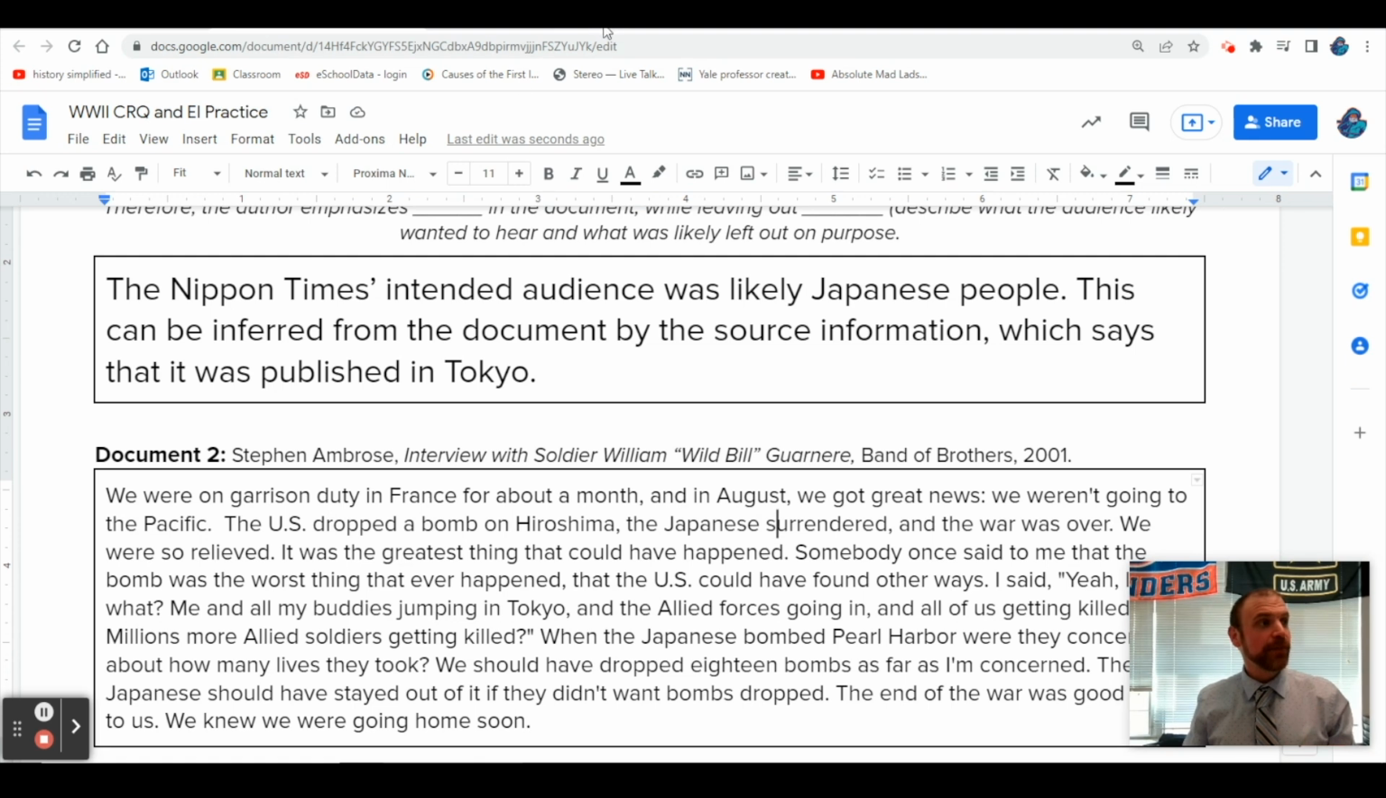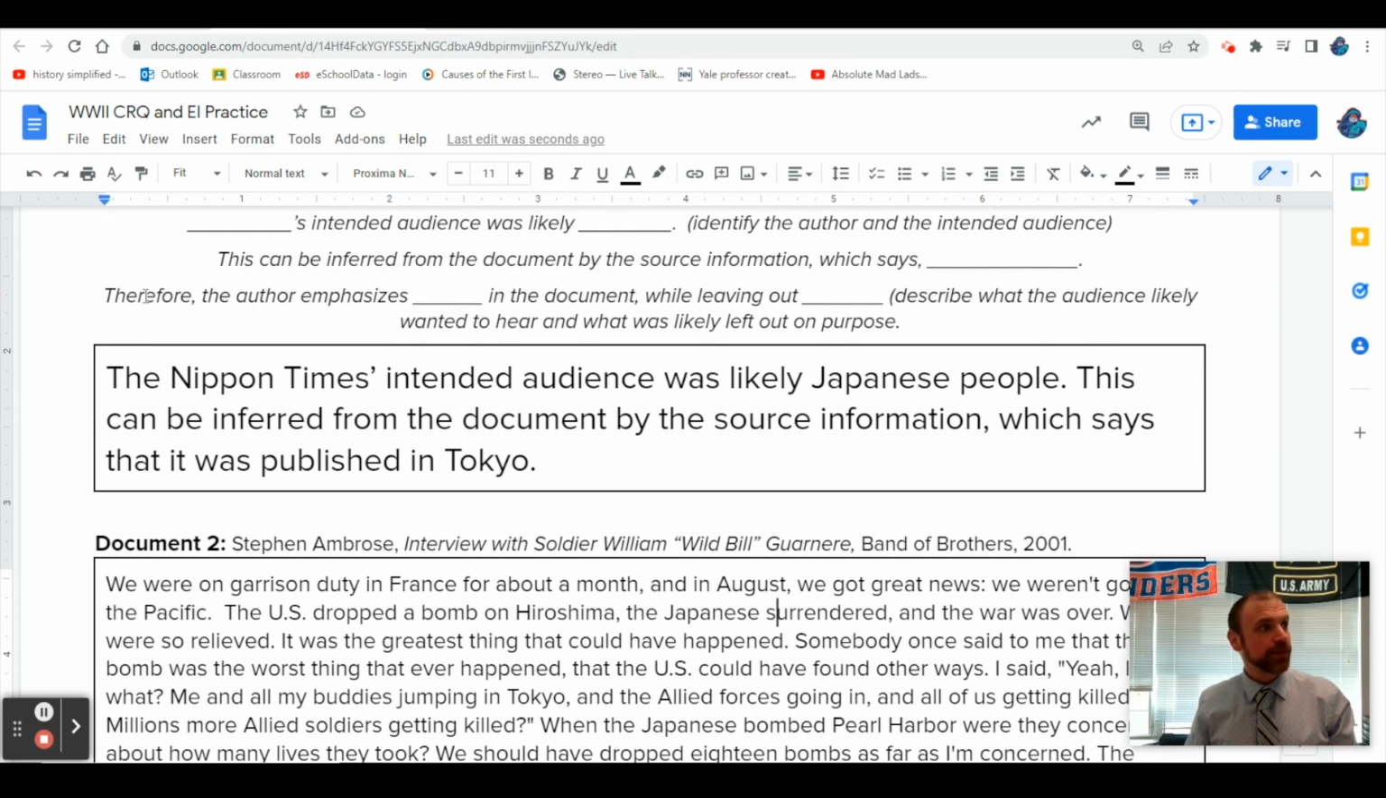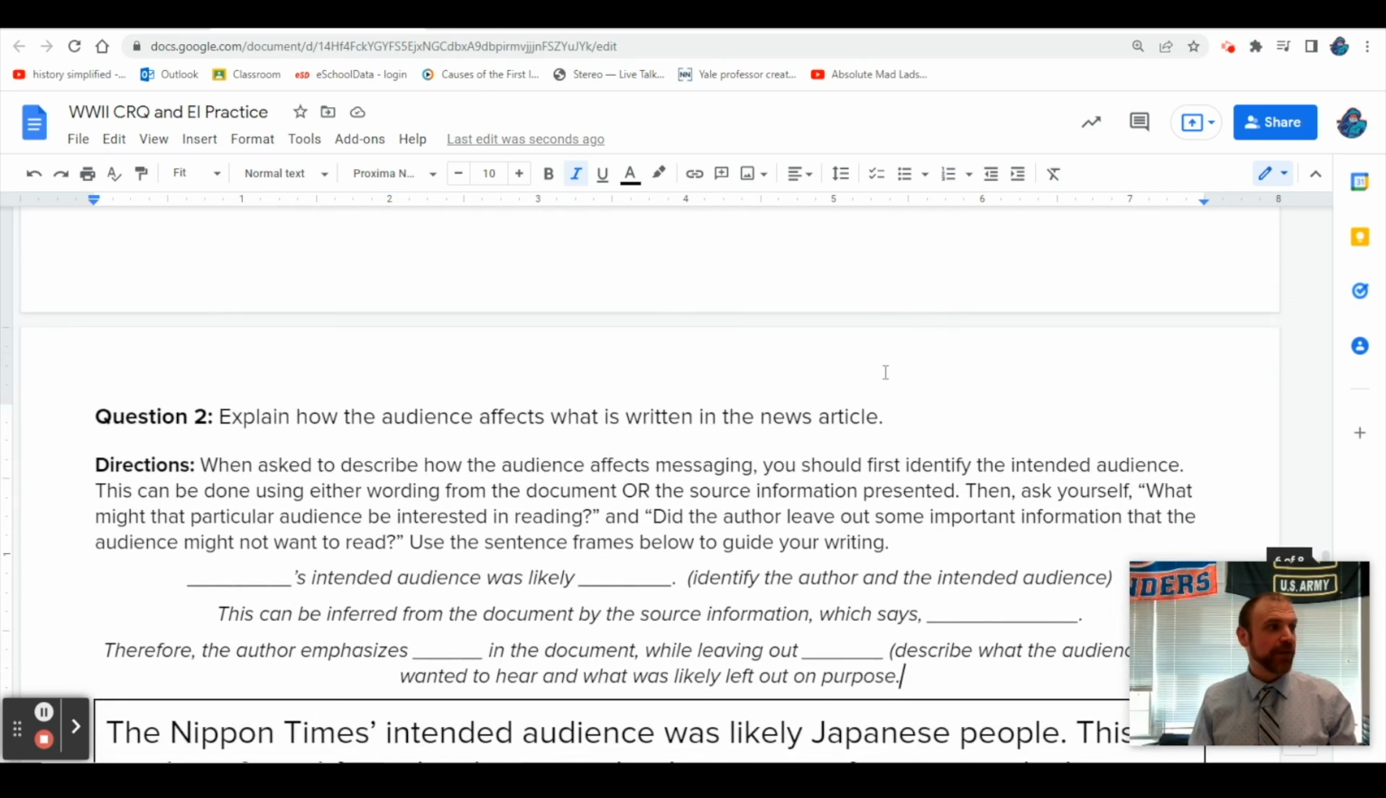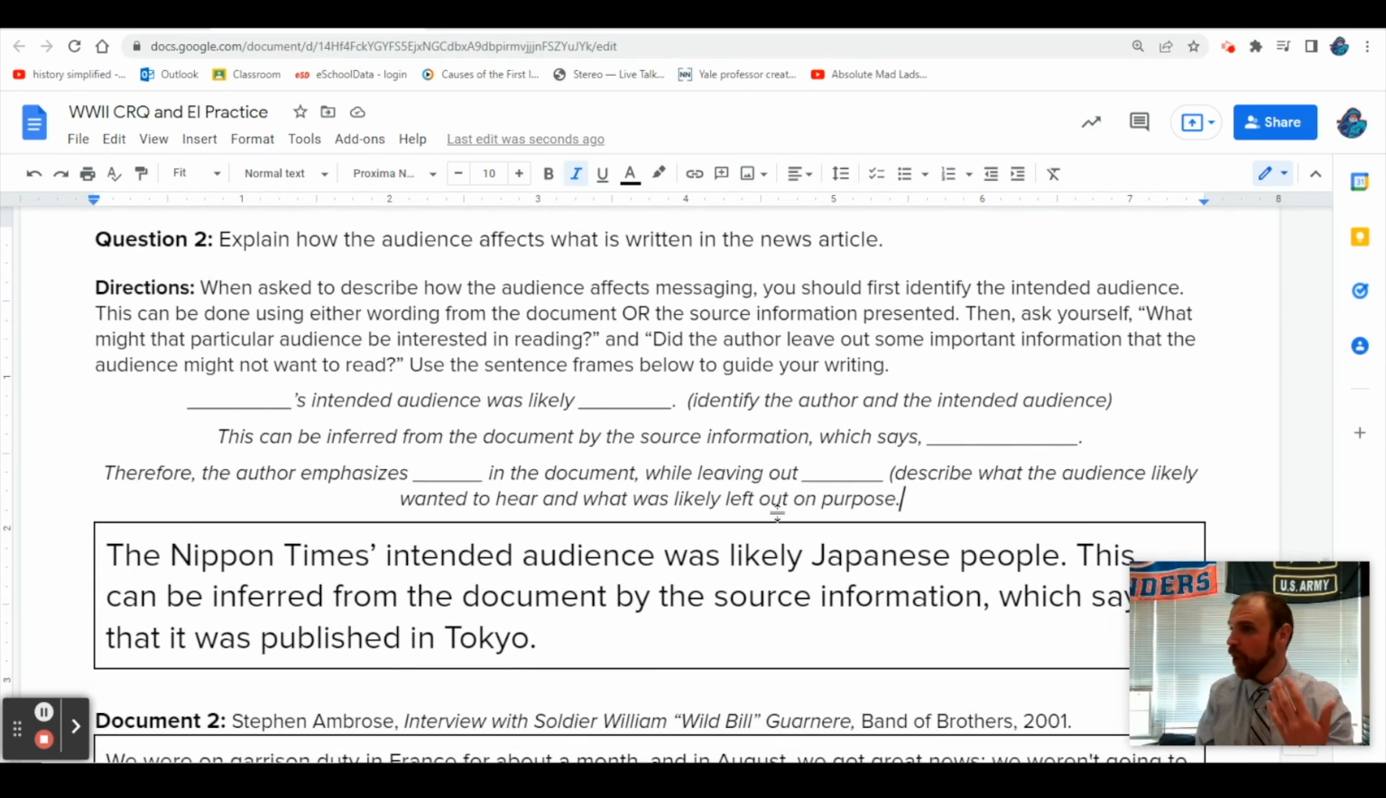Okay, so the last thing we have to do here is explain how the audience affects the messaging. So to do that, you got to ask yourself a couple of questions. And I would argue that these audience questions, guys, are the most difficult. I know this is not very exciting, but we got to practice these things, right? Then ask yourself, what might that particular audience be interested in reading about? Or did the author leave out something important that the audience might not want to read?